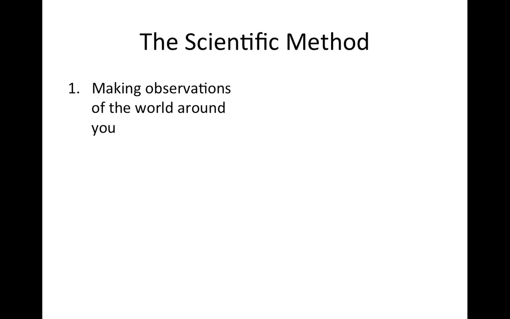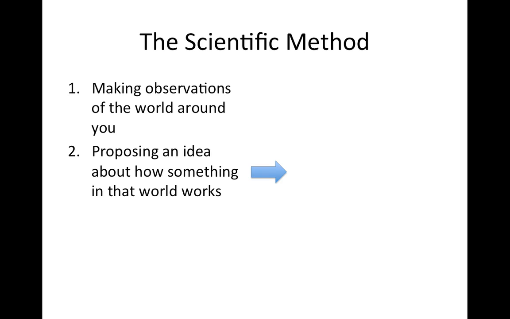The scientific method is composed of 5 steps. The first step is that you make an observation of the world around you. That's the beginning point to an investigation, where you're wondering something about the world around you. That leads into step 2, which is you propose an idea about how something in that world works. That proposal of the idea is called a hypothesis. A good hypothesis must be testable, so you have to be able to design an experiment around it. Otherwise, it doesn't really help you to prove anything if you can't test it.